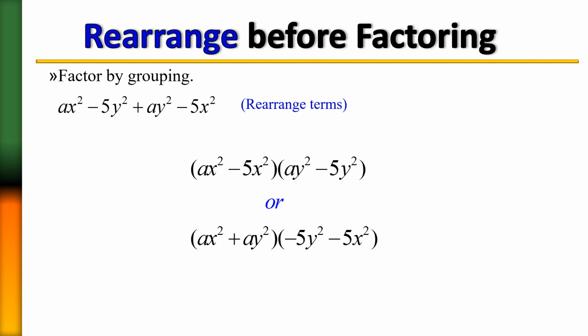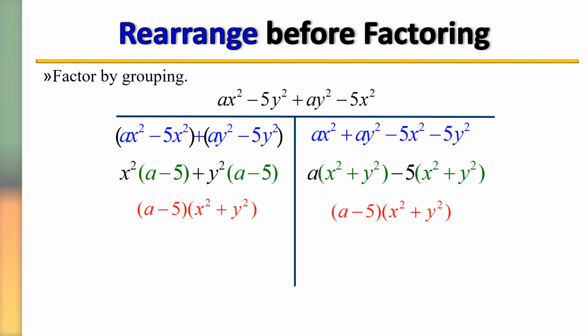Do the same thing for the second group. Then you're going to spy a GCF among them, take it out, and then finally what's left would be your answer. Okay, so if you did it correct, it didn't matter which arrangement you chose, you still would have come up with the same exact answer, and that is a minus 5 times x squared plus y squared.